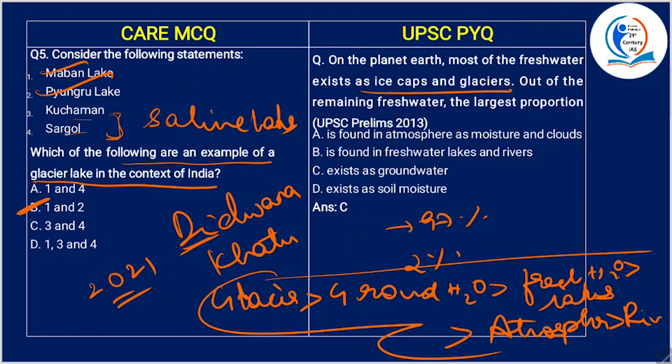Now they are asking, after ice caps and glaciers, the remaining fresh water, the largest portion is in what? What is in place 2? Is it found in the atmosphere as moisture and clouds? No. Immediately after glacier, you have groundwater. Is it found in freshwater lakes and rivers? No. It exists as groundwater. Yes, C is the answer.